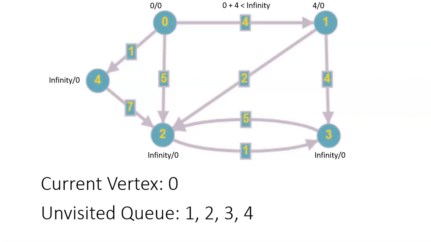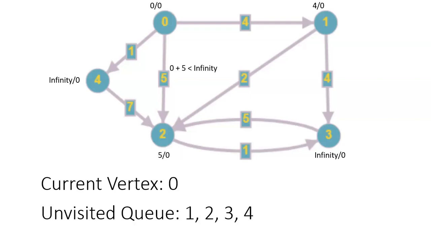In no particular order, we check vertex 1. The starting vertex is 0, and the edge between vertex 0 and 1 is 4. We add those two numbers up, and it's 4, which is less than infinity. So the vertex 1 distance is 4, and the predecessor for the vertex is 0.